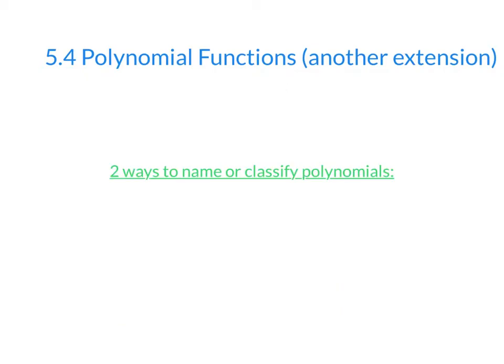There are two ways to name or classify polynomials. The first is by its degree, which I'll define on the next slide. And the second is by its number of terms. We've actually studied this a little bit before. I've called some of them binomial, trinomial, and so on. But we'll look at that again in this video.